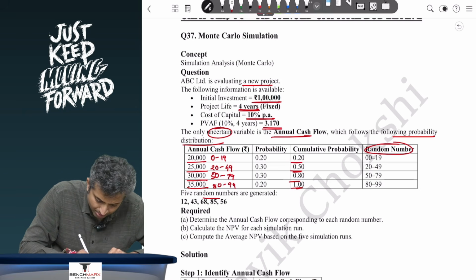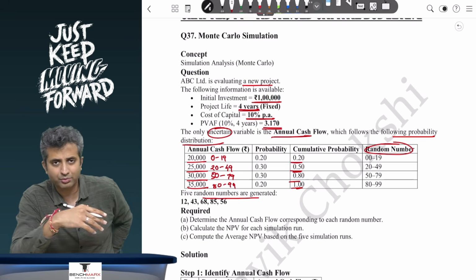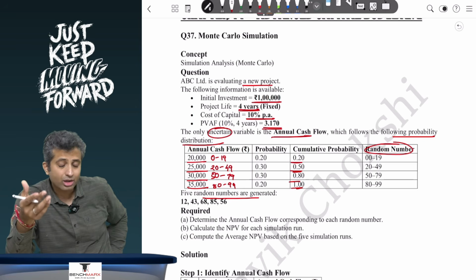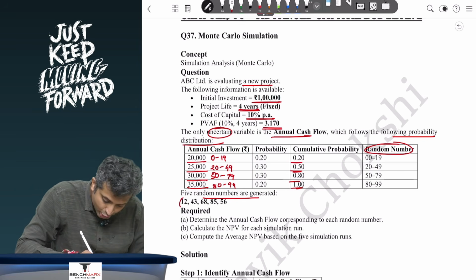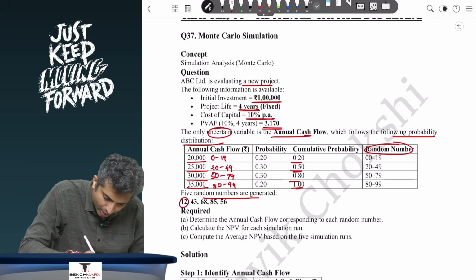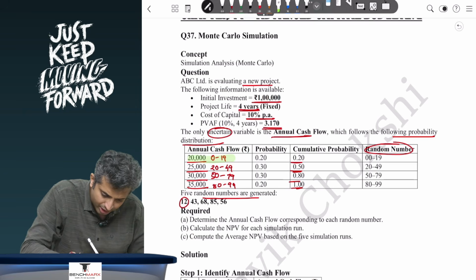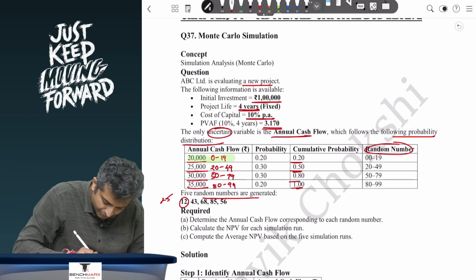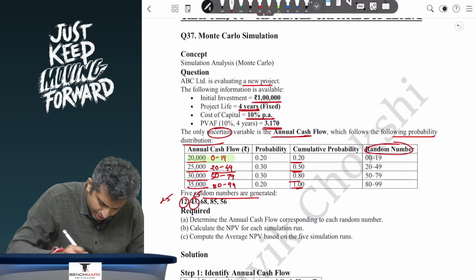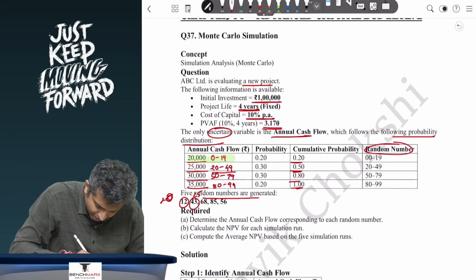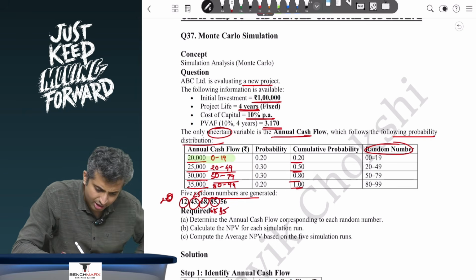Now, the random numbers are generated in computer software, or let us say you can just pick them up from the lucky draw pool. 12 comes within the first bucket, so there will be 25,000 of cash flows. 43 comes in the second, 25 it will be 20 first one, 25 in the second, 68 comes in the third, so this is 68. 85 comes in the fourth, which is 35, and so on.